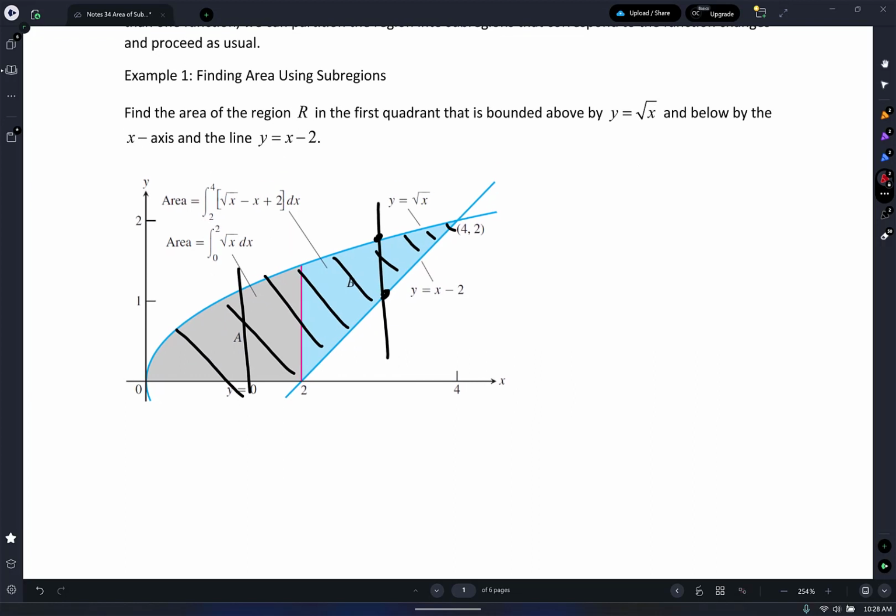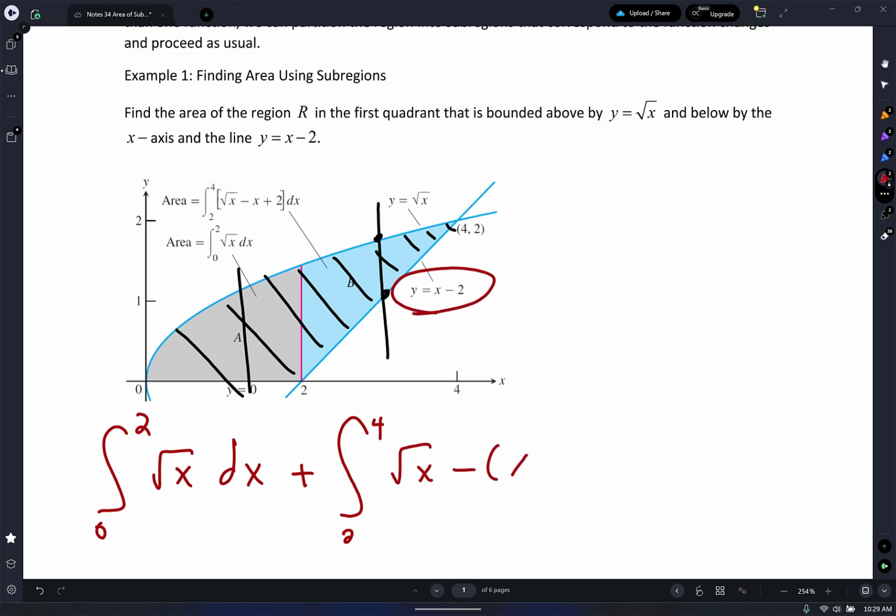How do I find the total area? Area under the curve from 0 to 2 of the square root of x dx plus area under the curve from 2 to 4, and then the top line is the square root of x function, minus the bottom line is the x minus 2, close dx. Cool or not cool? Nothing crazy.